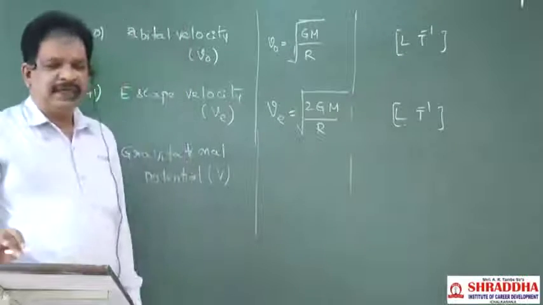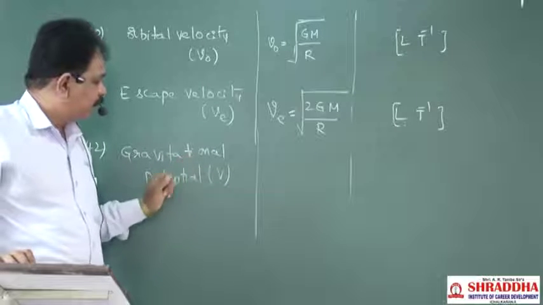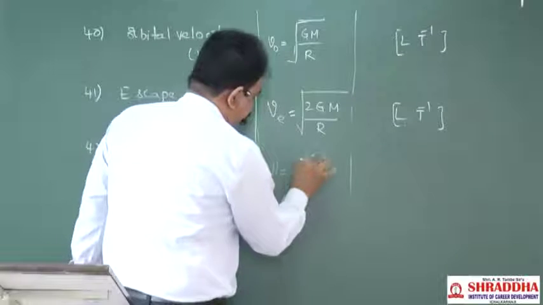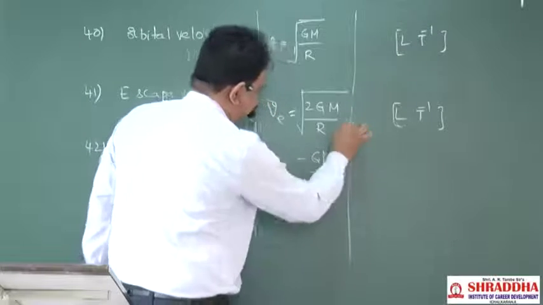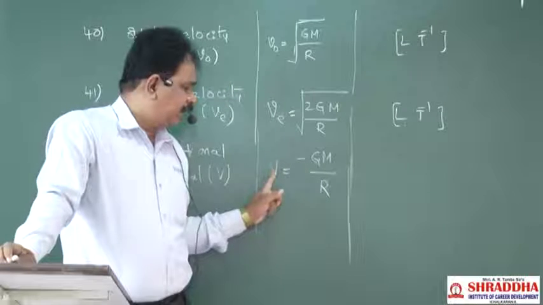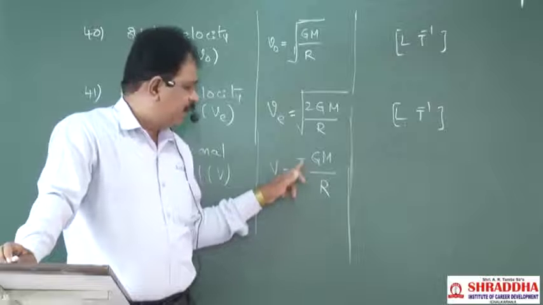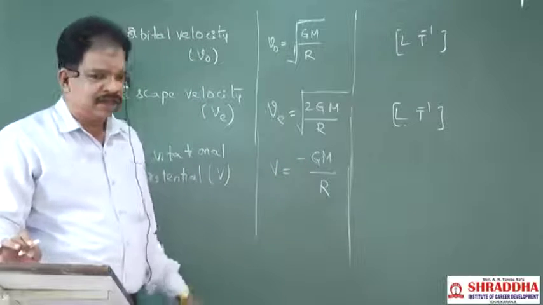It is indicated by the letter V. Gravitational potential: V is equal to minus GM by R. Minus is indicating it is attractive, because gravitational force is attractive. We will get it as minus; it is not having any significance.